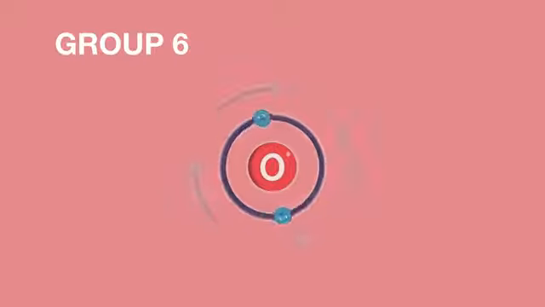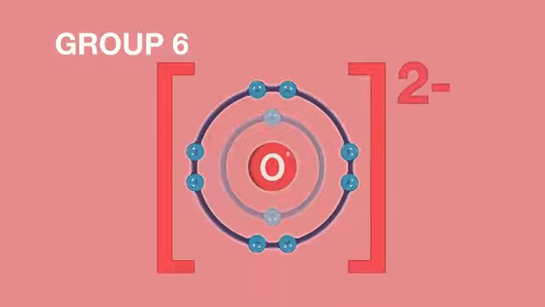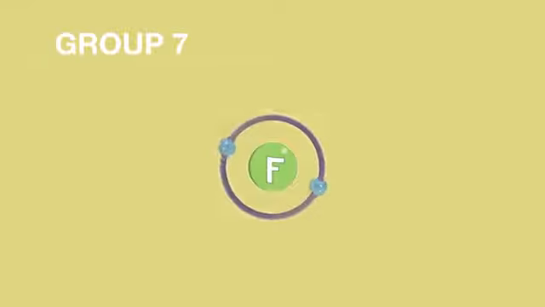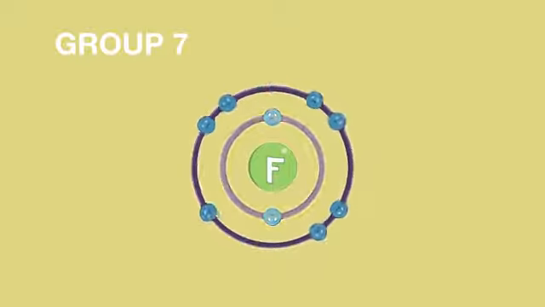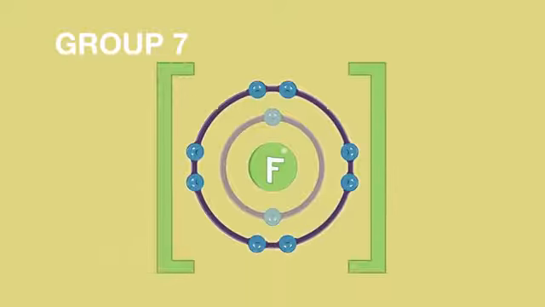Oxygen is in group 6 and has 6 valence electrons. It gains 2 electrons to form an ion with a -2 charge. Fluorine is in group 7 and has 7 valence electrons. It gains 1 electron to form an ion with a -1 charge.